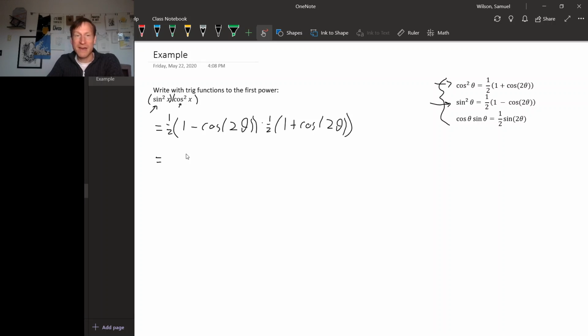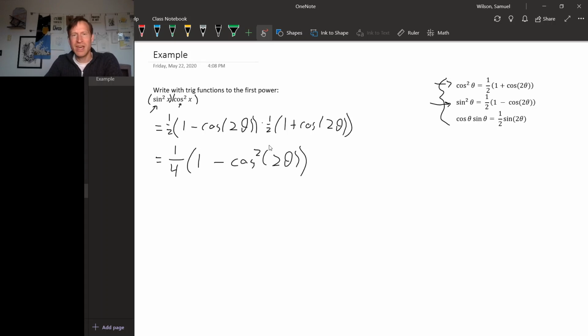All right, why don't we move the factors of 1/2 to the front, so we get 1/2 times 1/2 is 1/4. And now we have to multiply out 1 minus cosine 2 theta times 1 plus cosine 2 theta. That's a difference of squares kind of pattern. So that's first times first, so 1 times 1 is 1, and then the cross terms cancel, and then minus cosine squared 2 theta.